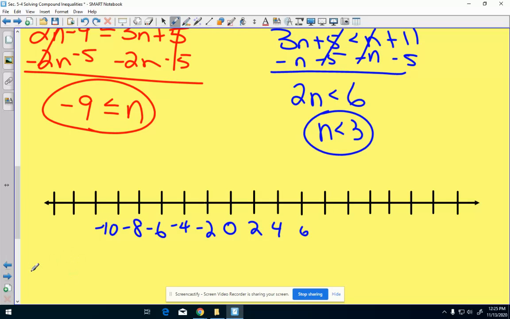All right, so n has to be greater than or equal to -9. So -9, man, threes would have made way more sense. Moving to the right, and then n has to be less than 3. So less than 3, moving to the left. So if I'd learned how to read, that's got to have an equal to on it.